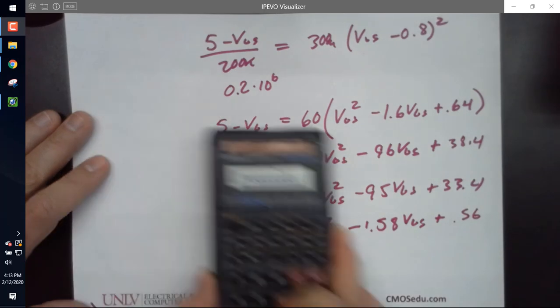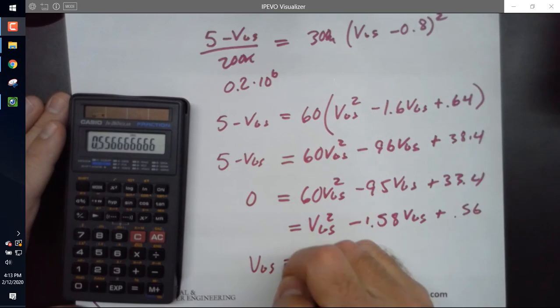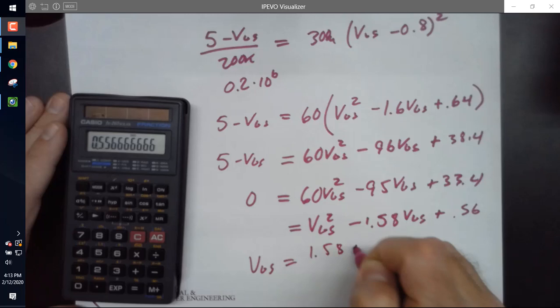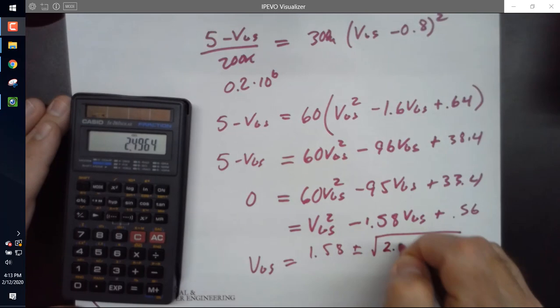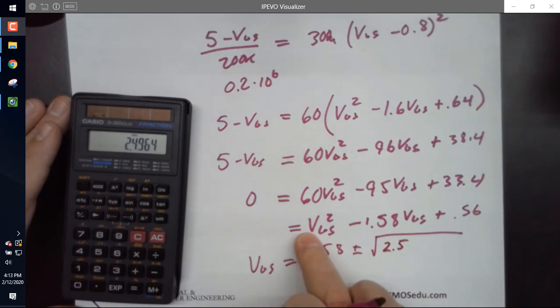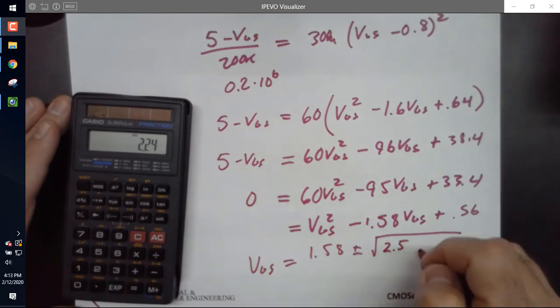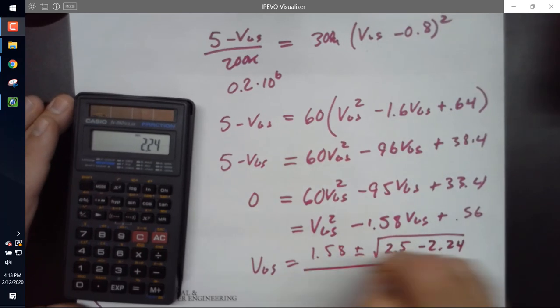All right, now we'll do the opposite of B. 1.58 plus or minus the square root of B squared, 1.58 squared. Let's just round that to 2.5. Minus 4AC. So 4 times 0.56 equals 2.24, all over 2.